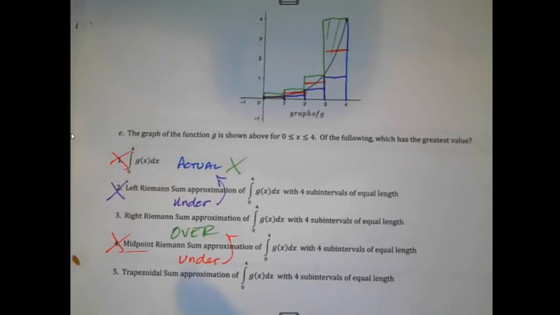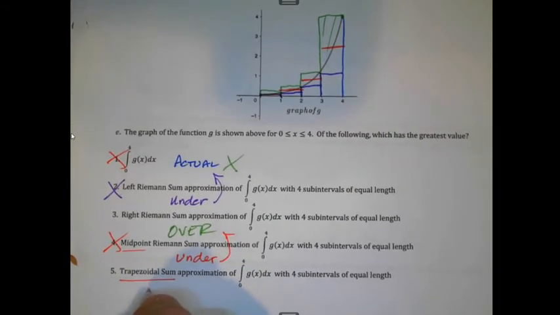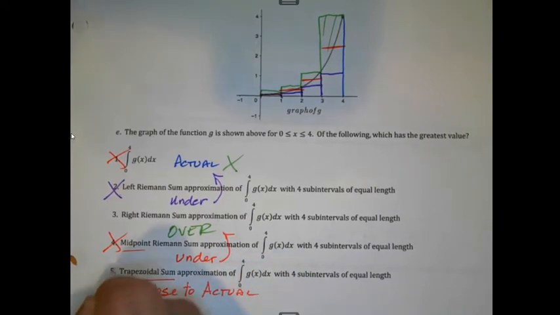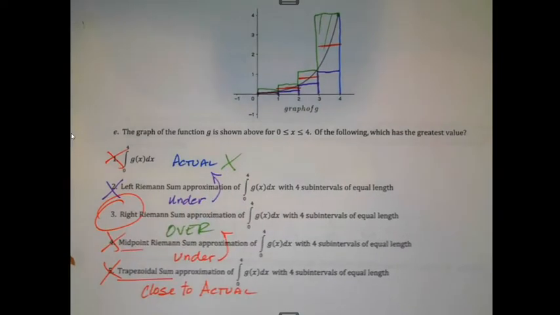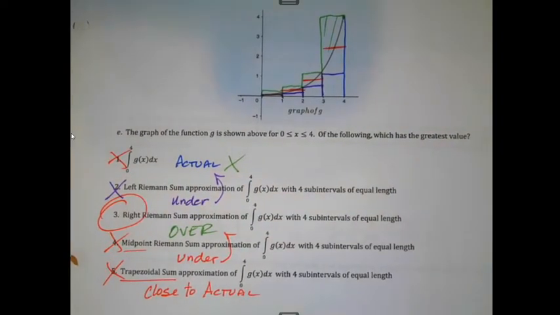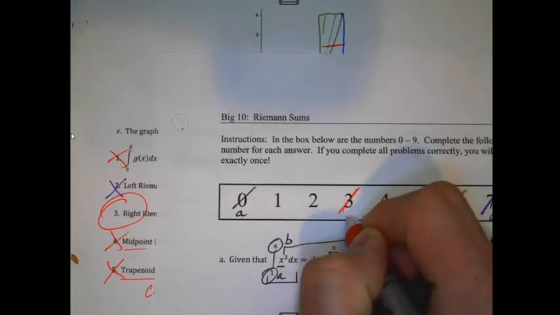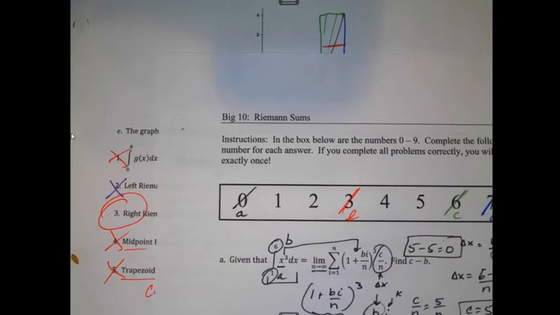And the trapezoid, well, the trapezoid is pretty close to the actual. So if it's pretty close to the actual, it's going to be under that. So E is 3. So we're going to cross 3 out with E.